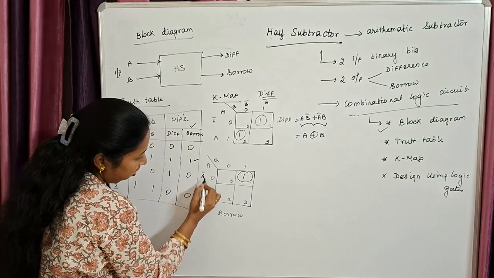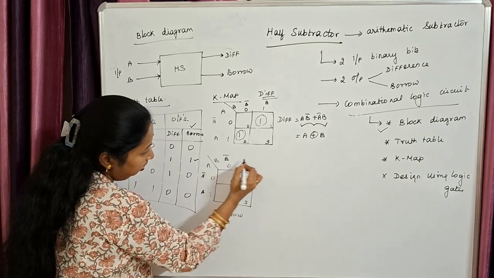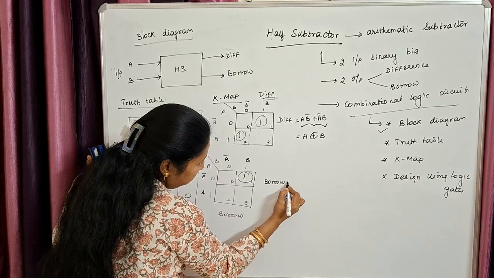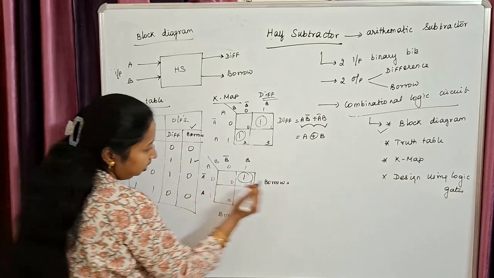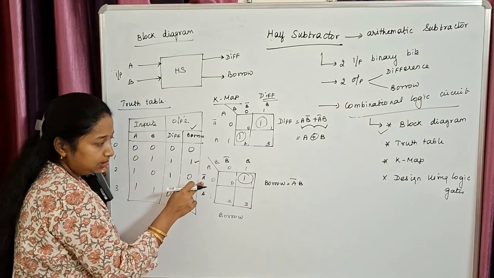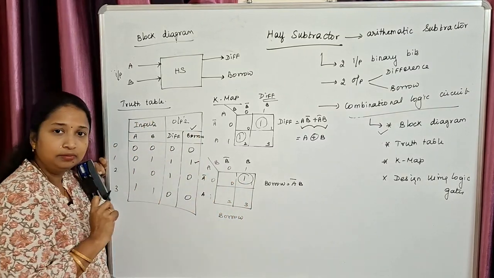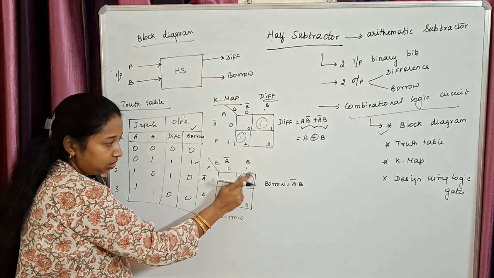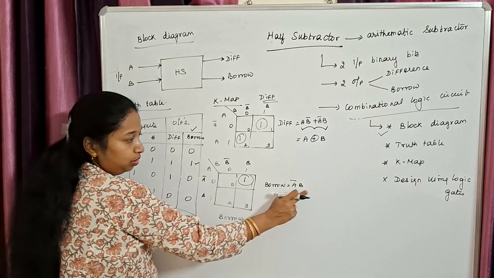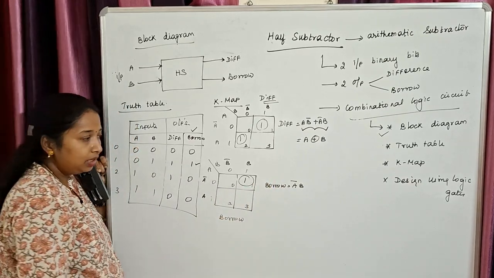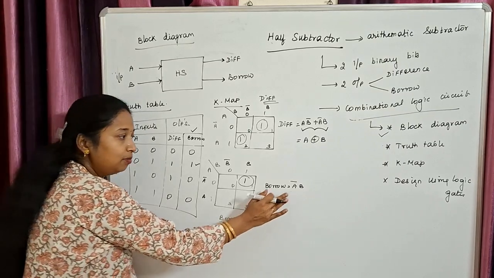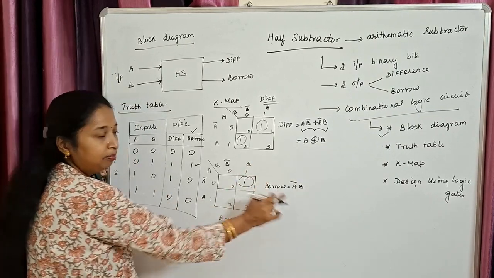This is A bar, this is A, this is B bar, and this is B. So my borrow is, for this particular bubble, it is A bar and B. I have to consider whatever term is there in my horizontal as well as on the vertical. Clear? For that particular bubble. For this particular bubble, on your vertical it is A bar and on your horizontal it is B. So both have to include it. Clear how to find out the expression for the borrow and difference? This is the final Boolean expression for my difference and borrow.